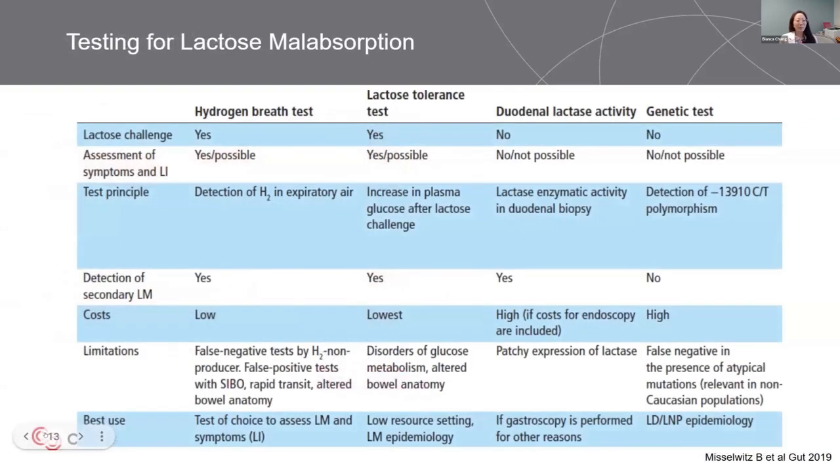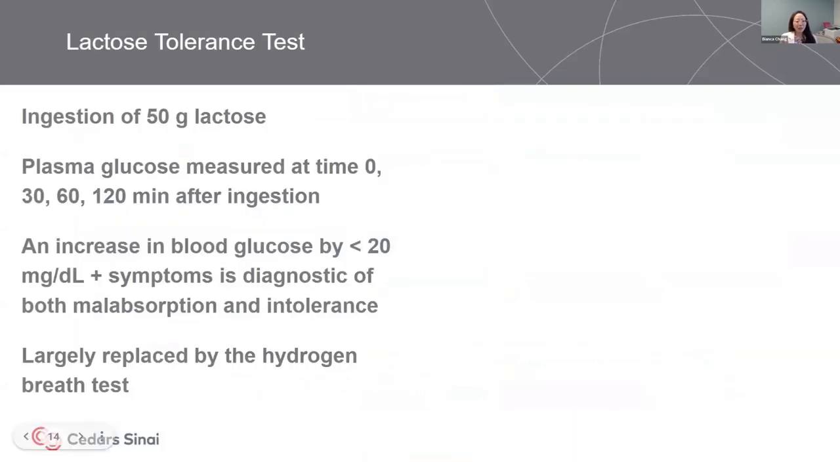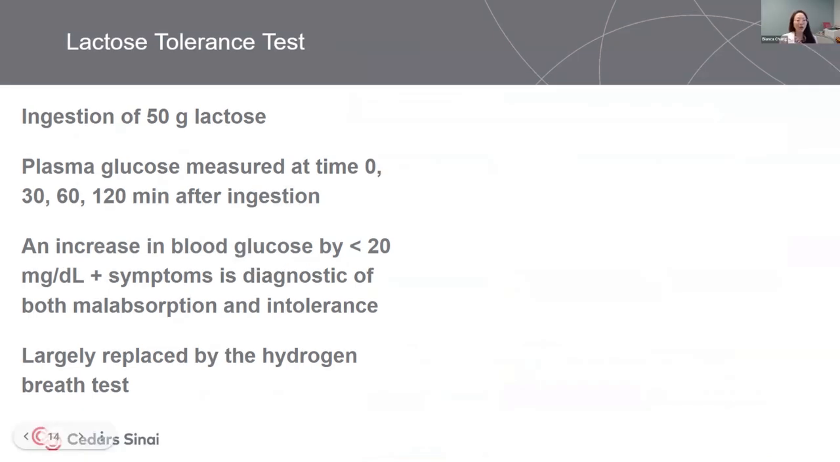The next test we'll talk about is the lactose tolerance test. So similar to the hydrogen breath test, you do get a lactose load, so you can assess your symptoms from the test. It's also a fairly low cost procedure, but it is a little bit more invasive than the hydrogen breath test. So for this lactose tolerance test, again, you're also getting in a lactose load, and it is 50 grams instead of 25. So you do take in more lactose with this test than with the hydrogen breath test.